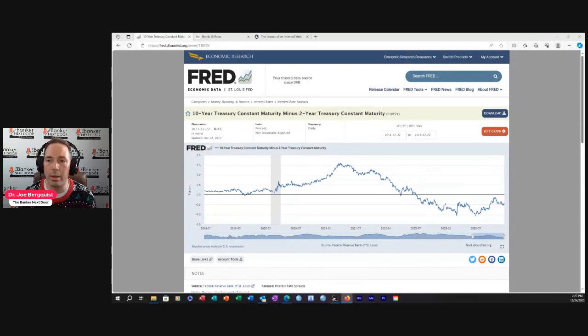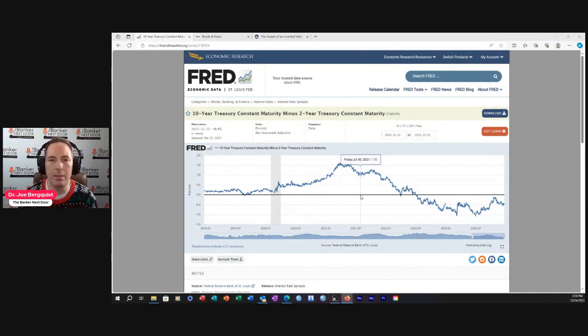Now, the yield curve is made up of the 10-year Treasury minus the 2-year Treasury. The difference between those two is what gives you the yield curve. The black line on this chart is almost like your break-even line. If you're above that line, you're in positive territory, you're in a good spot. If you go below that line, that means the yield curve has now inverted. And we're going to go over in just a second what that means.